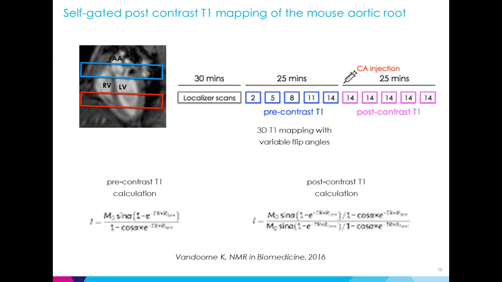This approach consists basically in acquiring a pre-contrast T1 map using 3D imaging with variable flip angles, injecting contrast agent, and then following the uptake of contrast agent in the aortic root using acquisitions with only one flip angle. And based on these equations that I'm showing here, you're going to be able to calculate T1 at each point in time after contrast agent injection and get an estimate of the decrease in T1 and therefore endothelial permeability in this territory.